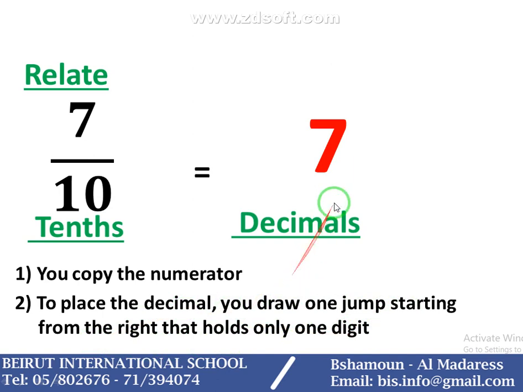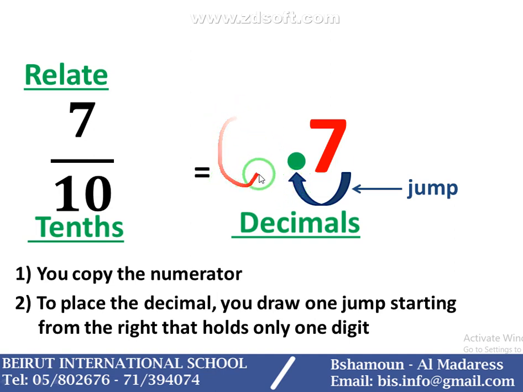What do I mean by a jump? A jump is indicated with the arrow like this one. Why only we draw one jump? Because one jump referred to the 1 0 over here included in the 10. So as you can notice, starting from the right, I drew one jump, and this jump will help me to place my decimal point. And of course, we are not done yet.